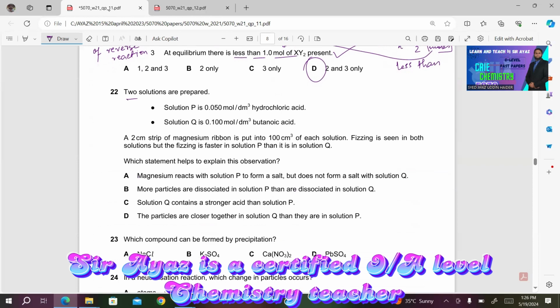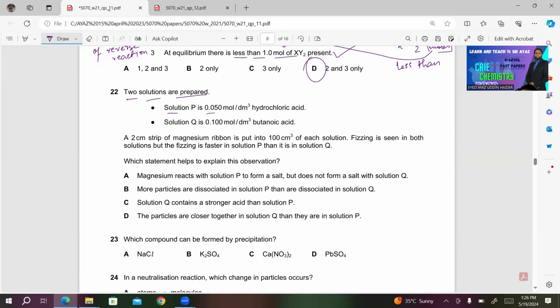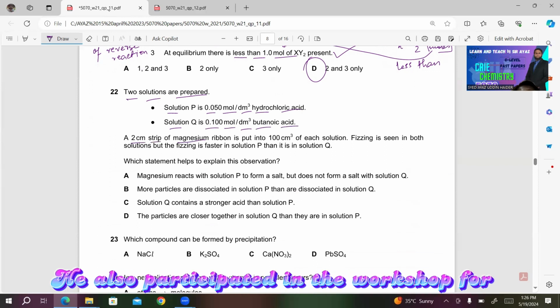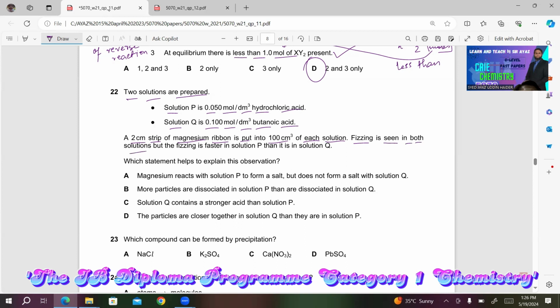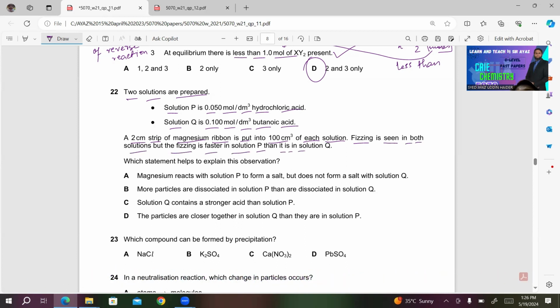22. Two solutions are prepared. Solution P is 0.05 mole per dm cube hydrochloric acid. Solution Q is 0.1 mole per dm cube butanoic acid. A 2 centimeter strip of magnesium ribbon is put into 100 centimeter cube of each solution. Fizzing is seen in both solutions, but the fizzing is faster in solution P than it is in solution Q. Which statement helps to explain this observation?